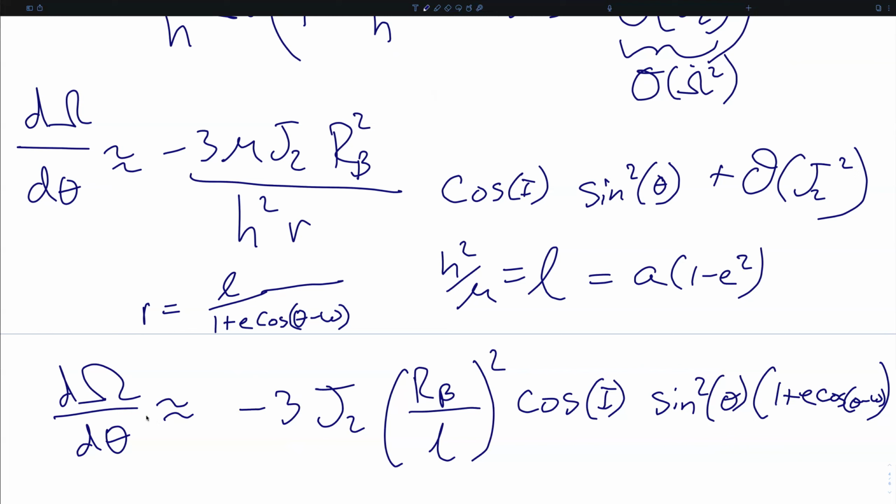Our reason for setting this up was that we wish to find the average of this variation over the course of one orbital period.